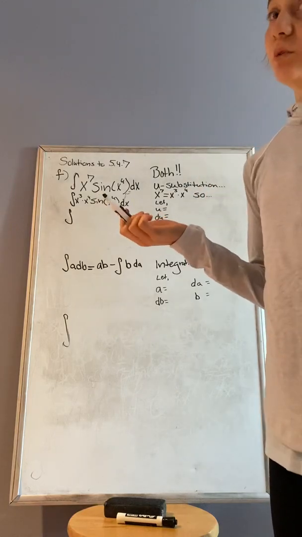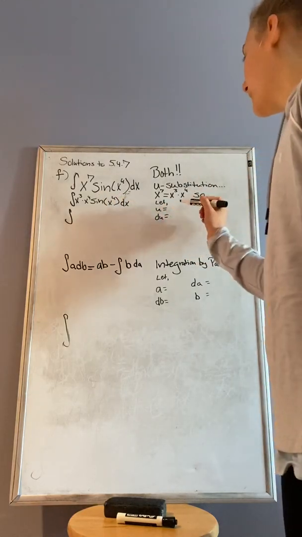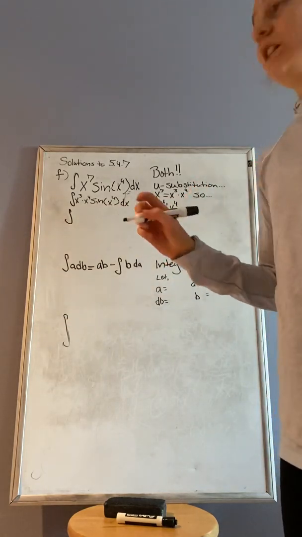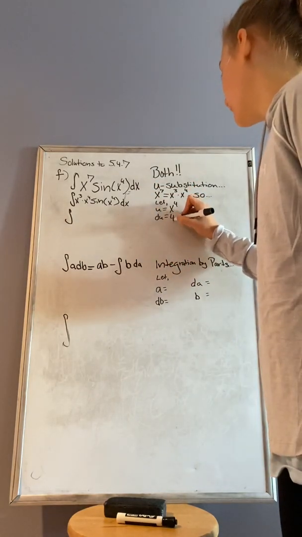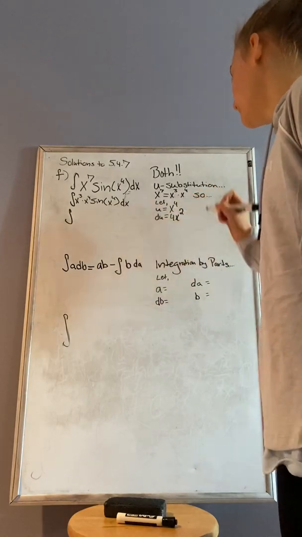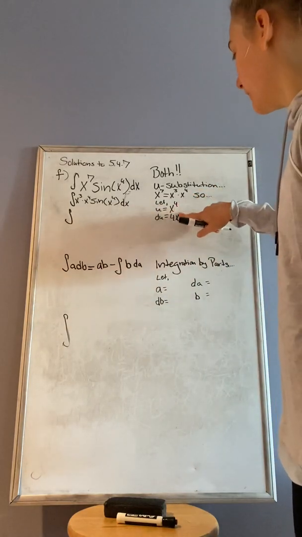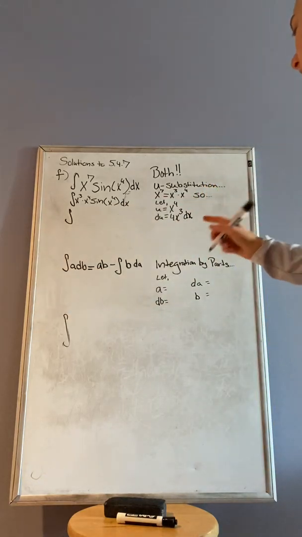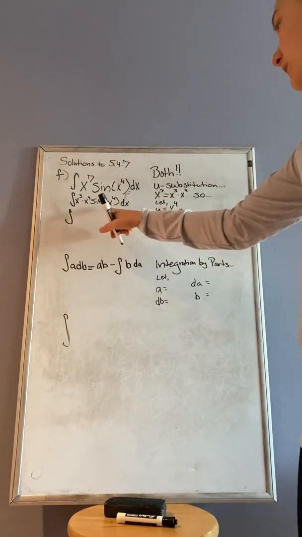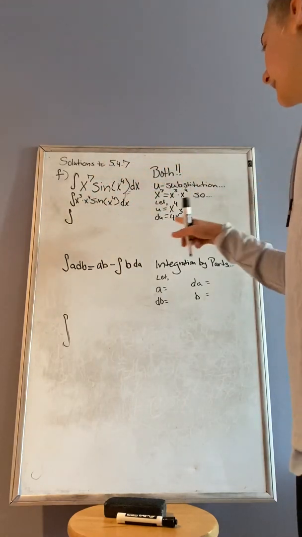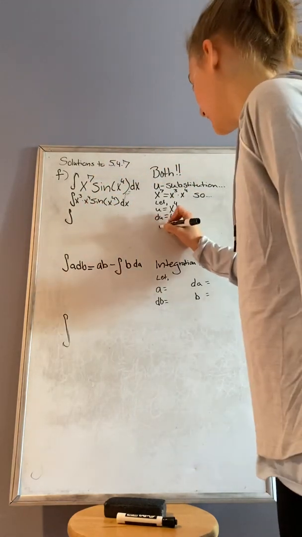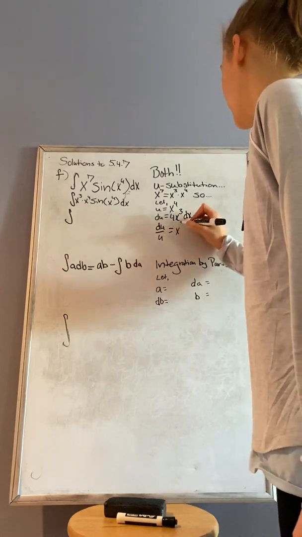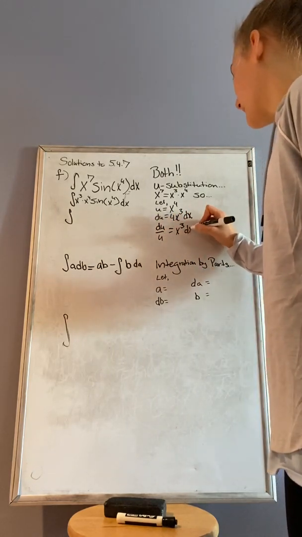So now we're ready to do our u substitution. We're going to let u equal x to the 4th. So then du is going to be 4x to the 3rd dx. So we see our x to the 4th here and here, and we see our x to the 3rd. We're just going to divide out our constant. So du over 4 equals x to the 3rd dx.